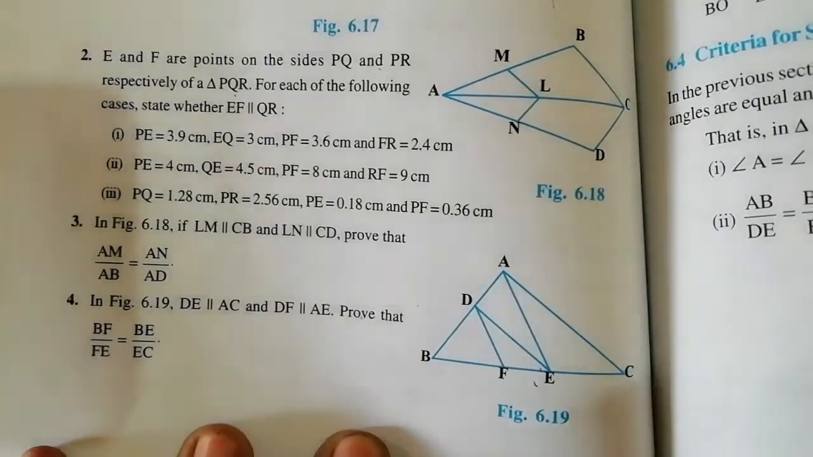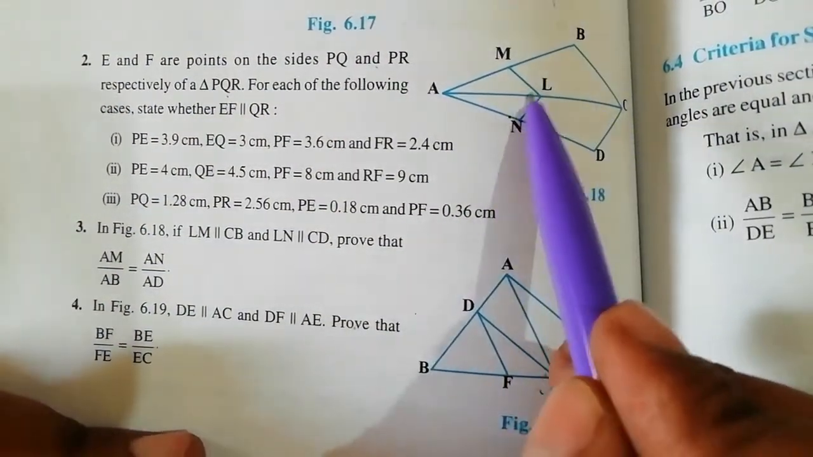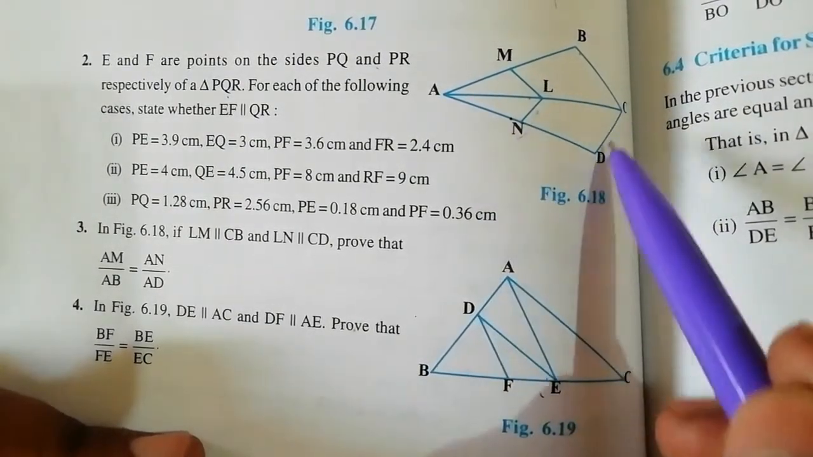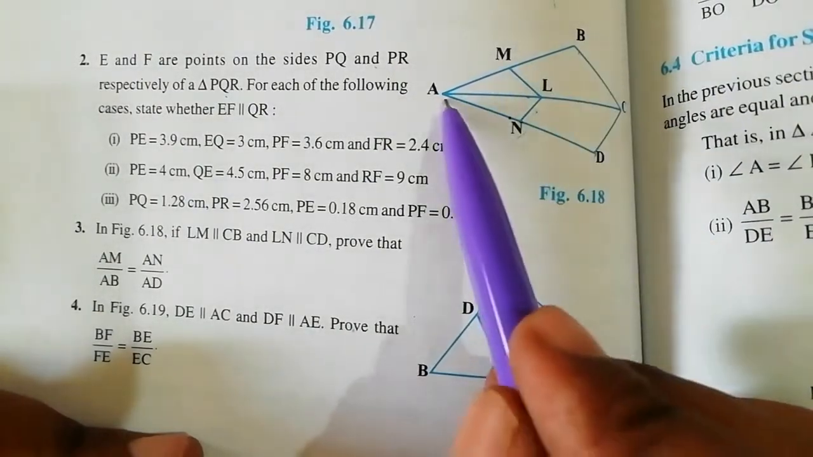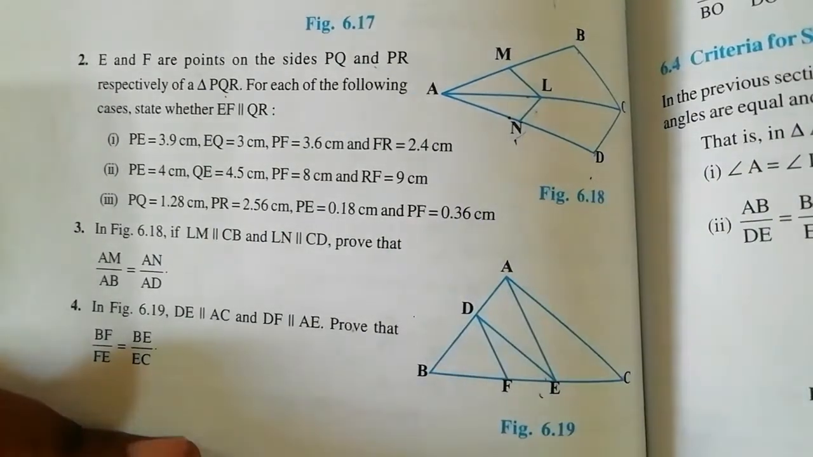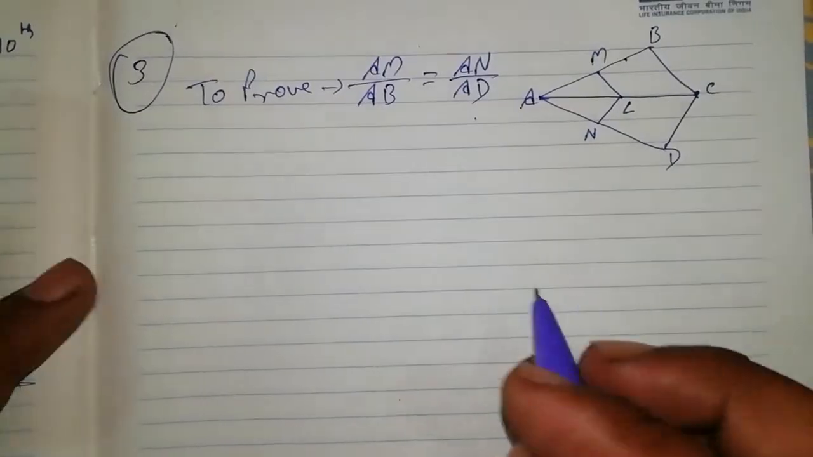In this question, in figure 6.18, this one, line LM is parallel to BC and LN is parallel to CD. What we have to prove is that AM upon MB equals AN upon ND, I mean AM upon AB equals AN upon AD. For that we need to draw this figure in our copy and let us solve. So this is our question.